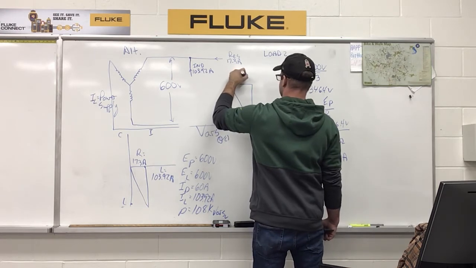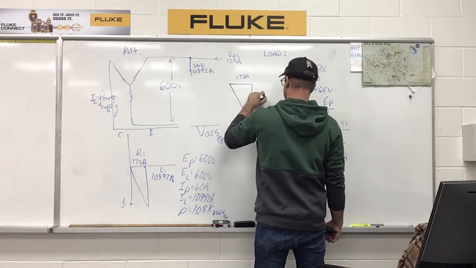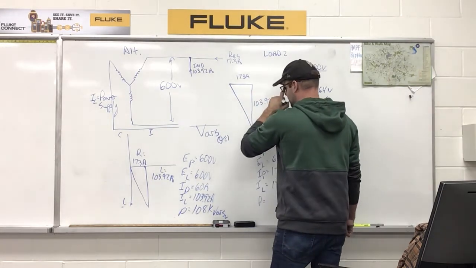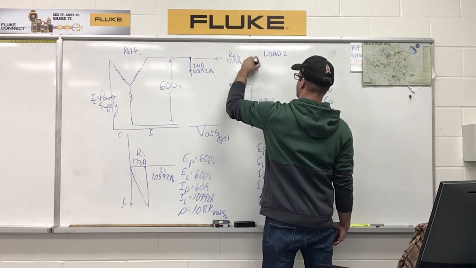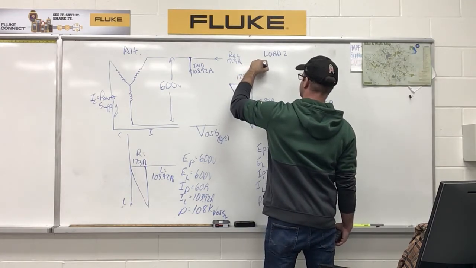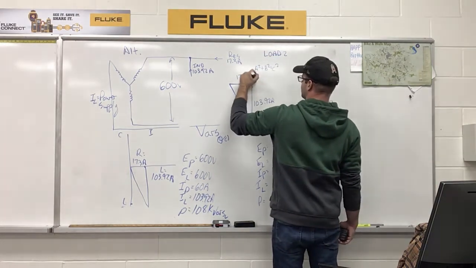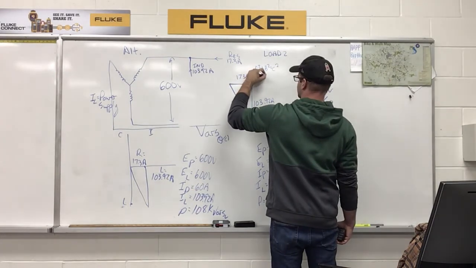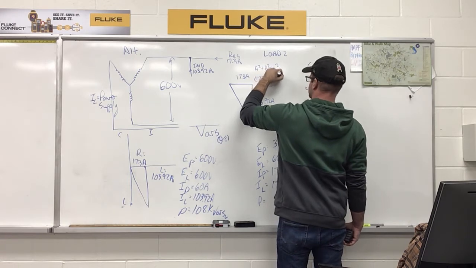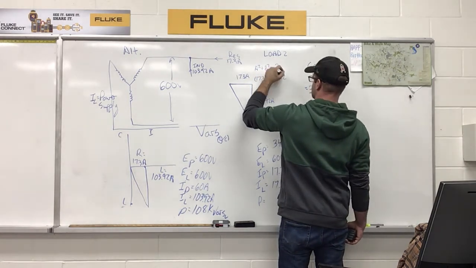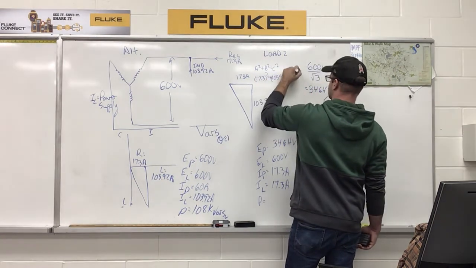I know this isn't to scale, 17.3 amps and 103.92 amps. We want to look at Pythagorean theorem, so we're going to look at a squared plus b squared is equal to c squared. So I'm going to do 17.3 squared plus 103.92 squared, and that's going to equal our c squared.